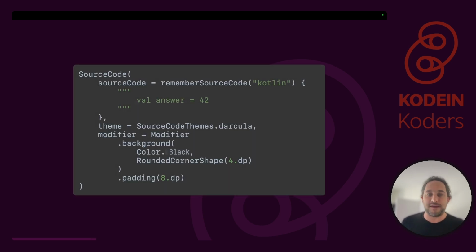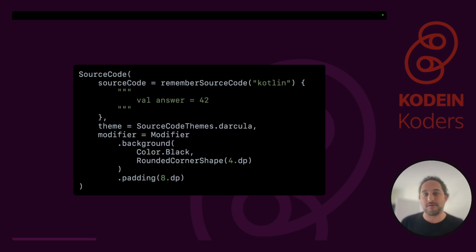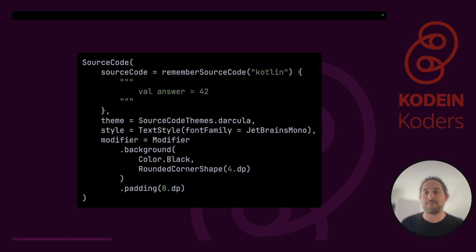And the darker theme is better displayed on black background. So this is how you would, for example, display source code with black background. Oh, and I don't really like this font. This is the standard fixed width font, but I'd rather have the JetBrains Mono font, because this is the font that I'm used to when working on IntelliJ. So I can easily change the text style of the source code.